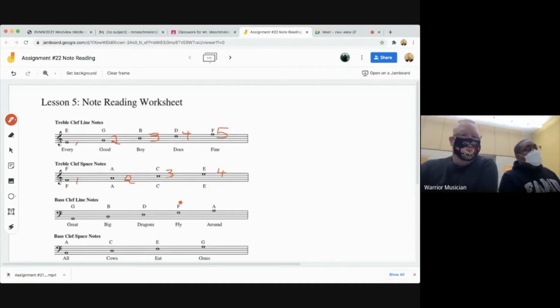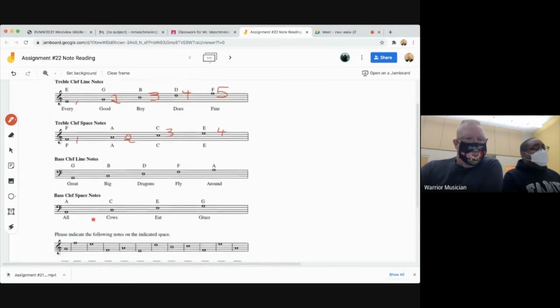Okay, so now bass clef notes. This is definitely going to be different than the treble clef notes. The placement of the note is going to be different, which is very important to note. One more time, to recap, the phrase that helps us remember the lines for the treble clef is every good boy does fine. But for the bass clef, we're going to use what they have here on the worksheet: great big dragons fly around. That's an easy phrase that can help us remember the placement of the notes for the bass clef.